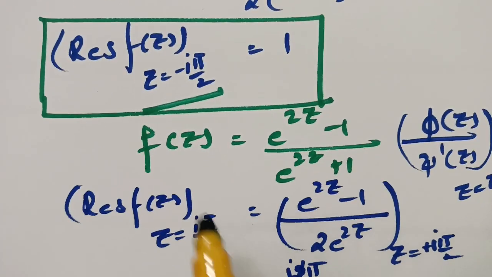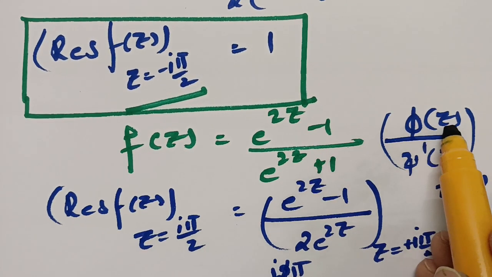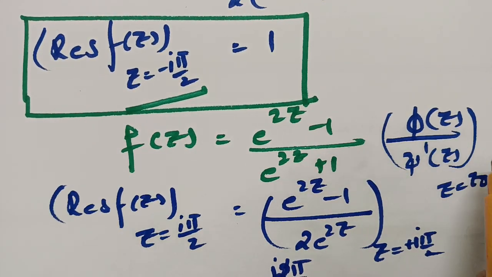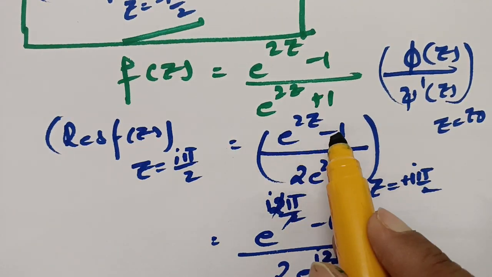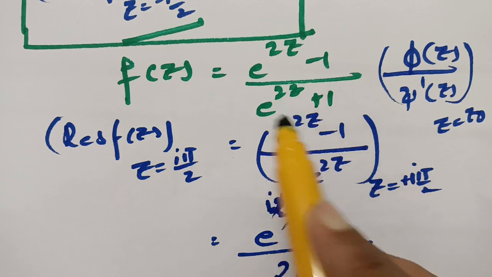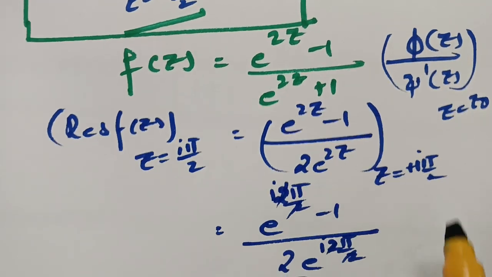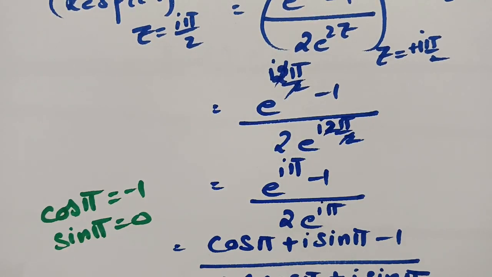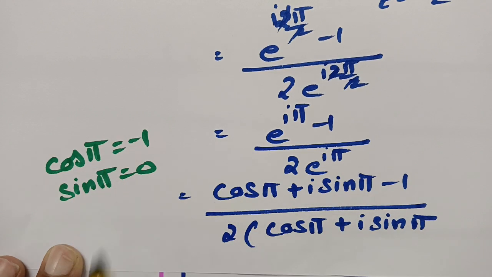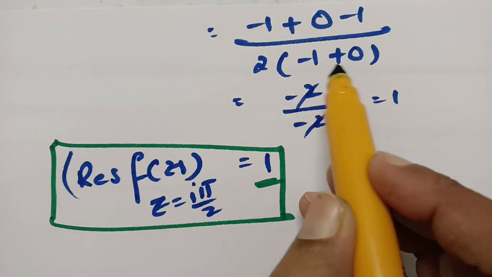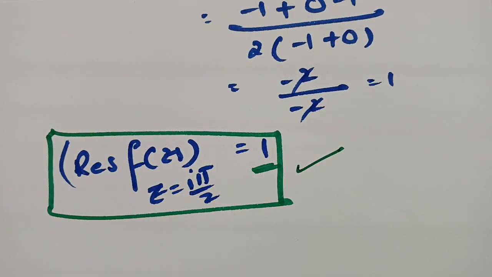And the next thing here is the function, this one. First we leave the numerator, differentiate the denominator, and substitute the pole value. I left the numerator as it is, differentiated the denominator and substituted this one. After substituting, cos π − i sin π − 1, where the cos π value is minus 1 and the sin π value is 0. After substituting all these values, this is the second residue value for the pole iπ/2. This is how we have to solve.